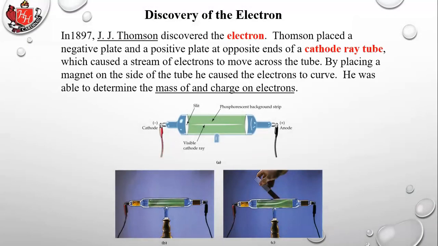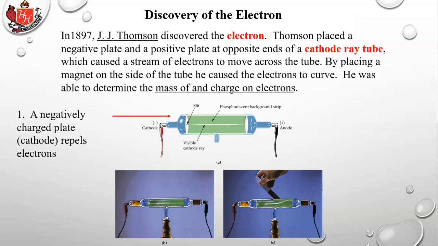In 1897, J.J. Thomson discovered the electron. Thomson placed a negative plate and a positive plate at opposite ends of a cathode ray tube, which caused a stream of electrons to move across the tube. By placing a magnet on the side of the tube, he caused the electrons to curve. He was able to determine both the mass and the charge on the electrons.